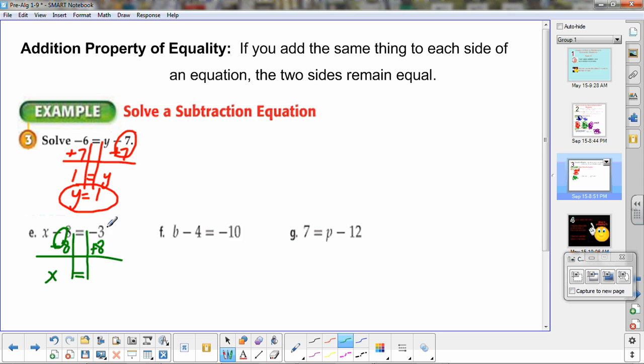And on the right, negative 3 plus 8, they're different signs, so I'm going to subtract the two numbers and keep the sign of the one with the greatest absolute value. So I'm pretty sure my answer is x equals 5. You can check it by plugging it back in. 5 minus 8 equals negative 3, and that is correct.